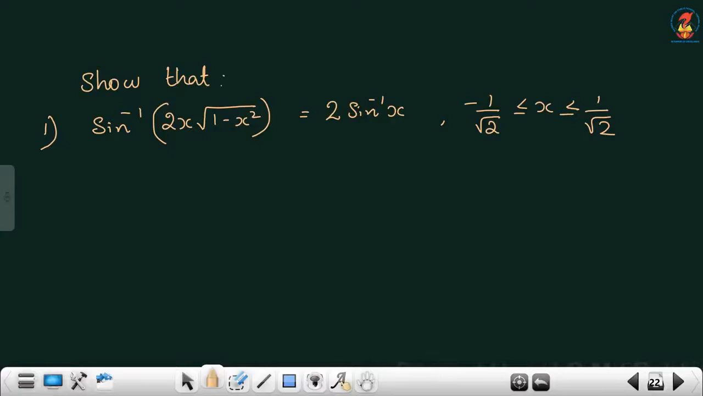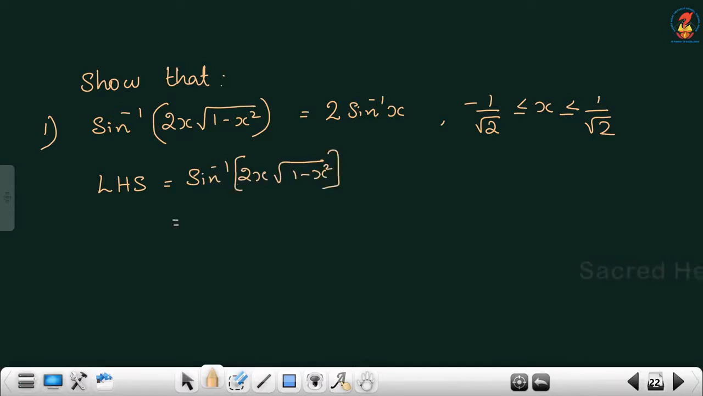Show that sin inverse of 2x into root of 1 minus x square is 2 sin inverse x. x is given: minus 1 by root 2 less than or equal to x less than or equal to 1 by root 2. So we have to prove this. First we can take LHS. LHS is equal to sin inverse of 2x root of 1 minus x square.